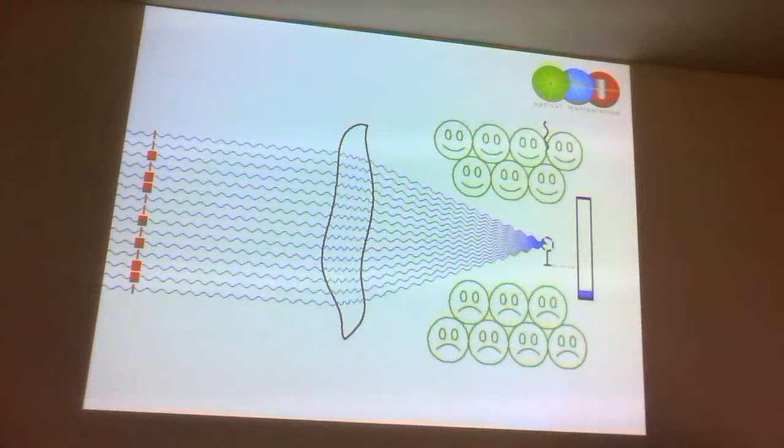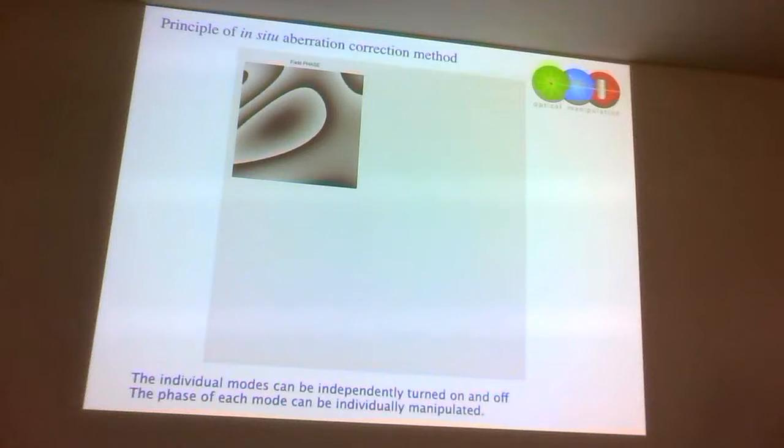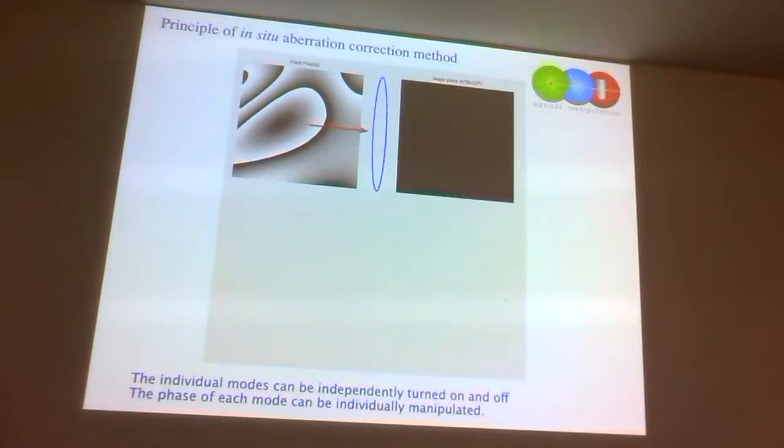That's it. Okay, so how do we do this in the lab? Well, of course we don't use doors. What we do is we segment a spatial light modulator. So we've got a 512 by 512 array of liquid crystals, and I put little boxes. Each box is my door.